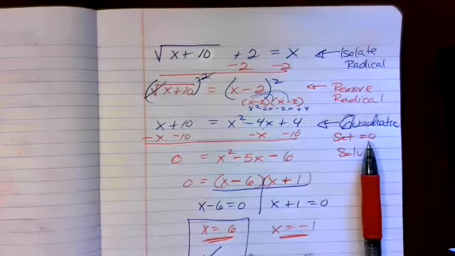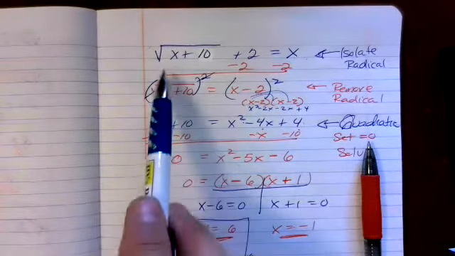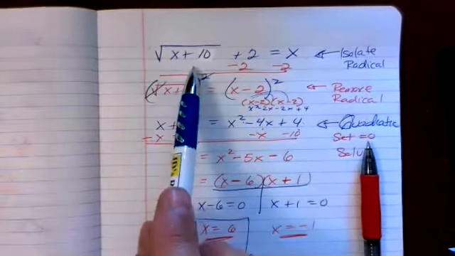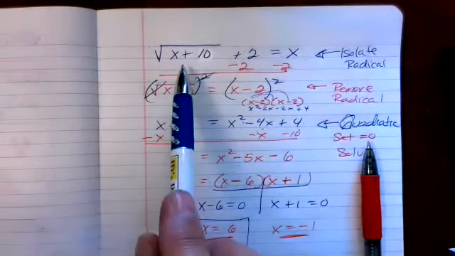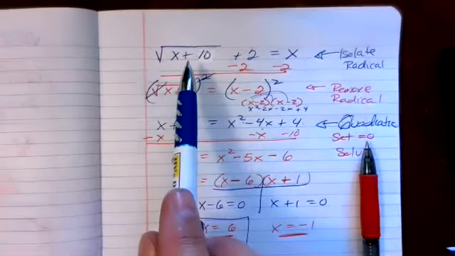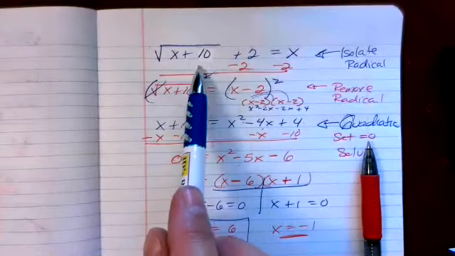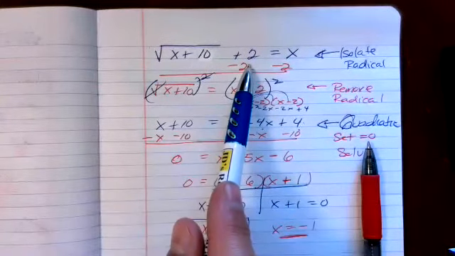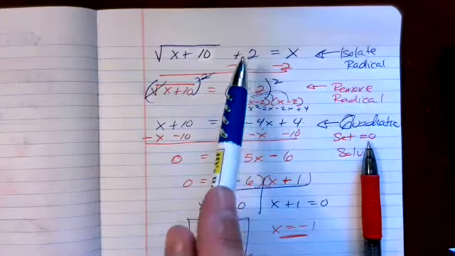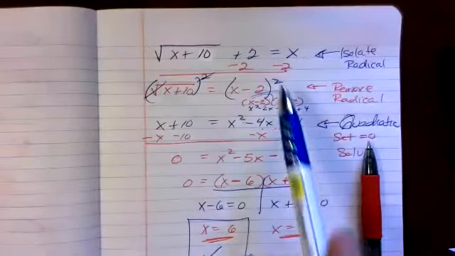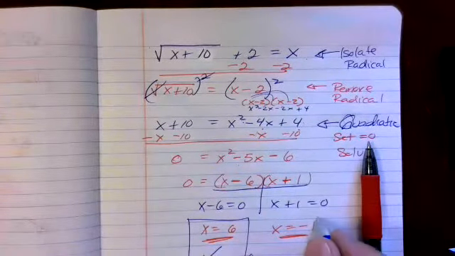Here I'm going to put in -1. -1 plus 10 gives me 9. The square root of 9 is 3. 3 plus 2 is 5. 5 does not equal -1. This one does not work.